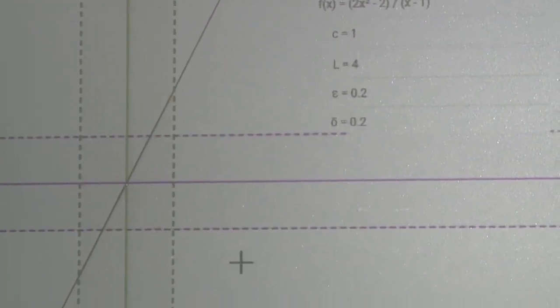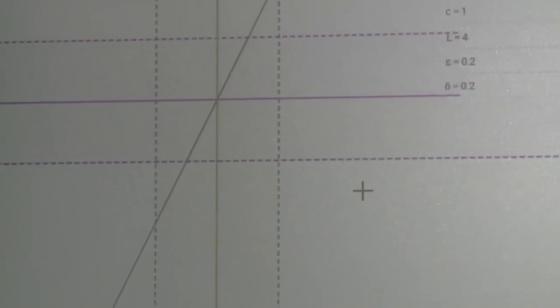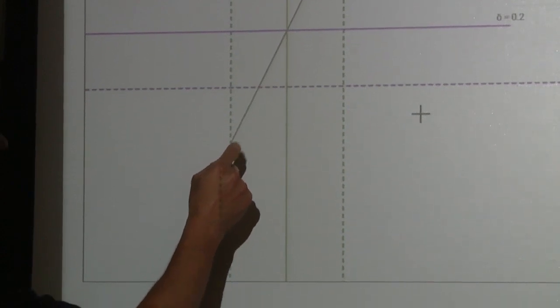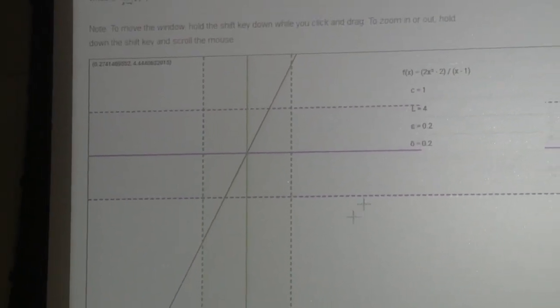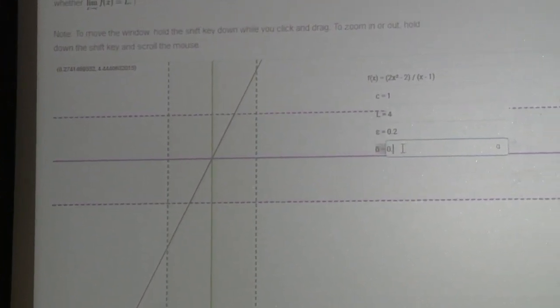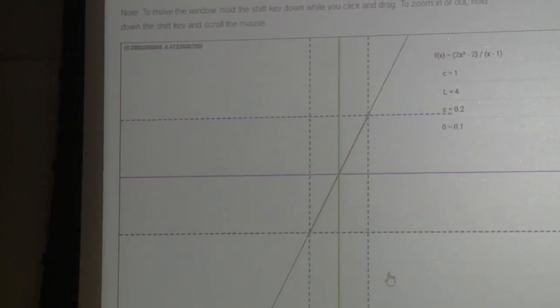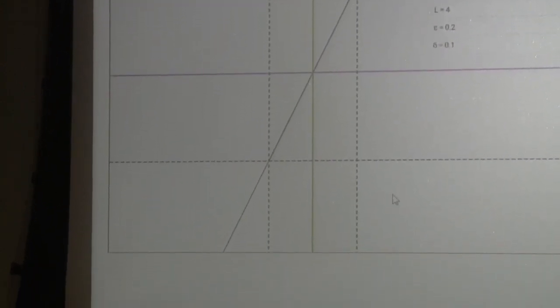Does that work? Still doesn't work, right? Because it's better, but all of these y values are outside of the epsilon band, as are all of these y values. So let's try delta to be 0.1. So this is 1. Does that seem like it works?